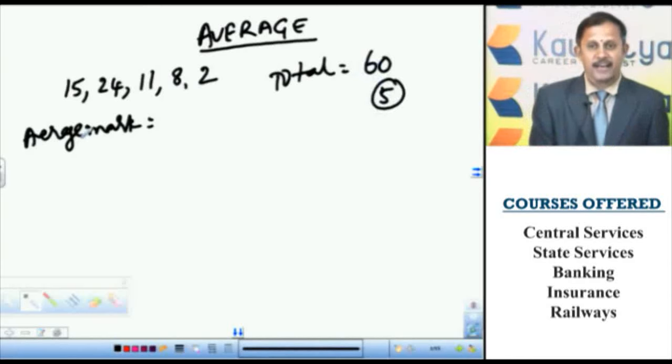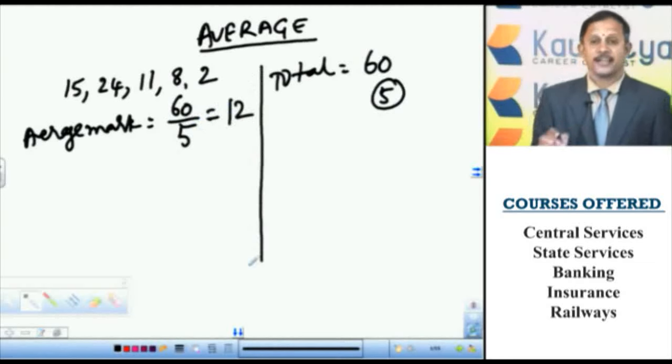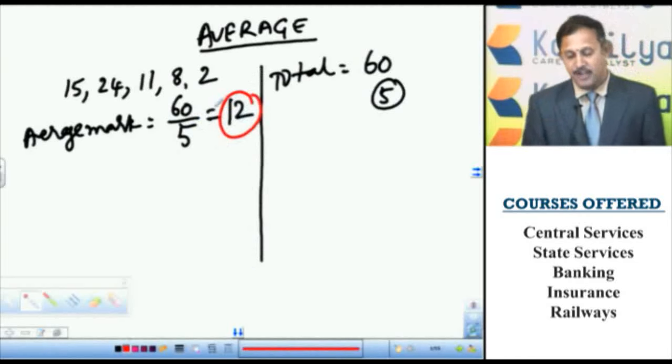But we have to find the average mark. So 5 students got 60 marks in total, and if you distribute 60 marks equally among them, each student can get 12 marks. So that can be named the average value. That can be considered the average performance of the group.